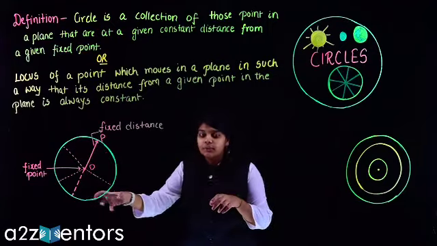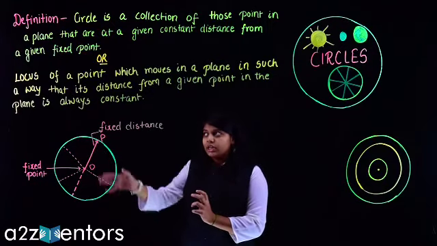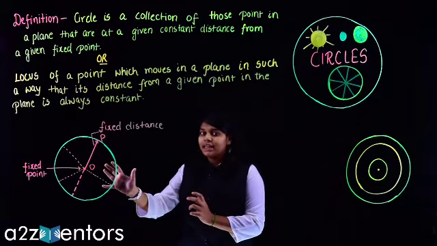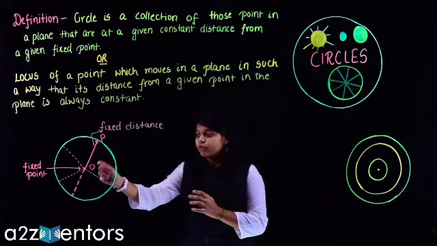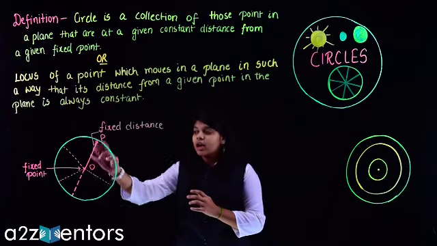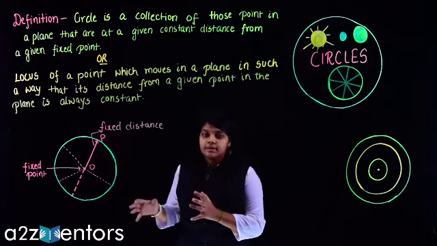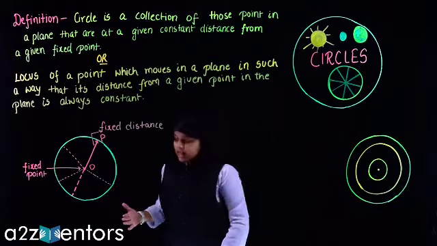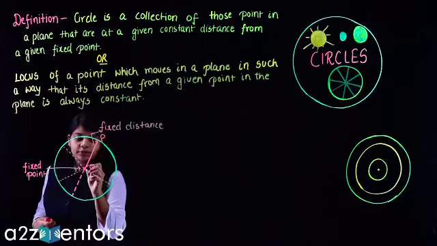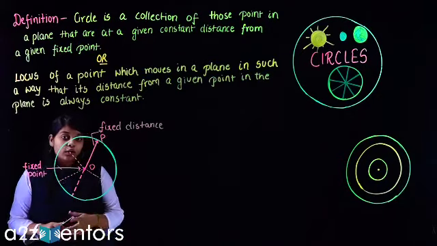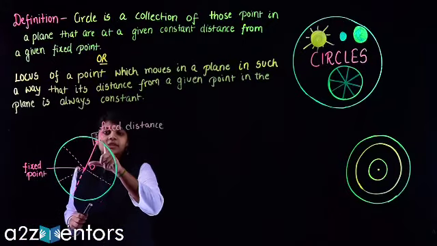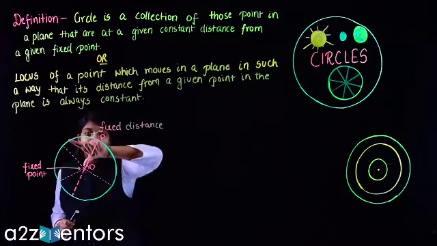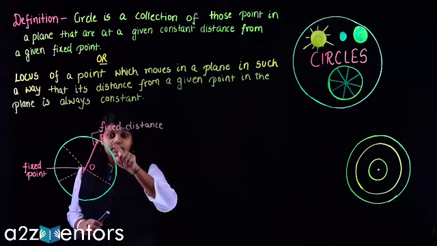Locus is the collection of the points which forms the figure. Locus of the points which move in a plane such that the distance from a fixed point is always at a constant distance, okay, is always fixed. So as you could see here in this circle, this is the fixed point where we keep the pointed end of our compass. And this is the fixed distance along which we move our pencil and form this circular path. Okay, so this is the circle.